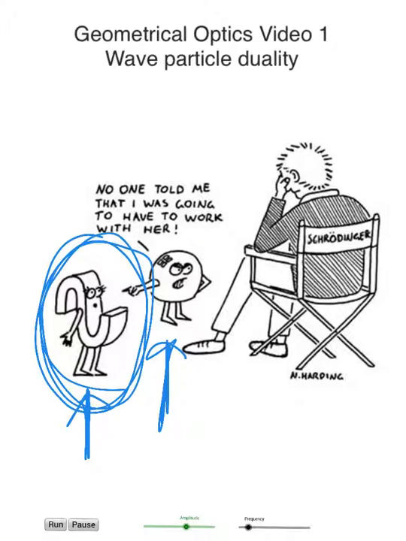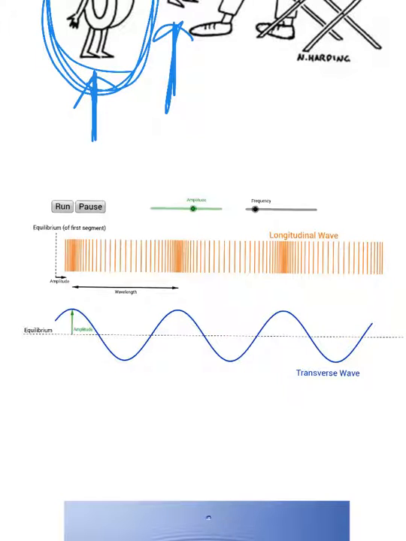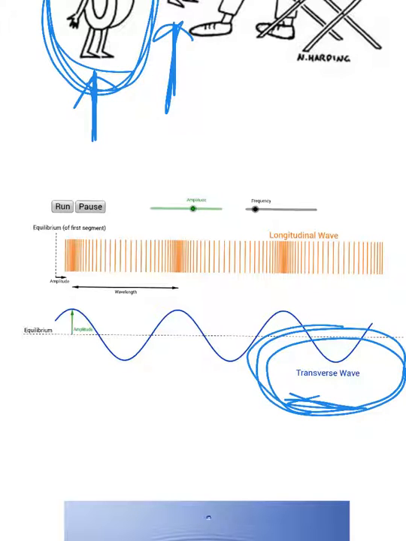So what is a wave? There are two types of waves. There's a longitudinal wave. Examples of longitudinal waves are sound waves. And there are transverse waves. Examples of a transverse wave would be ocean waves, or if you took a rope and swung it. Light acts as a transverse wave. So light can be represented as a transverse wave.